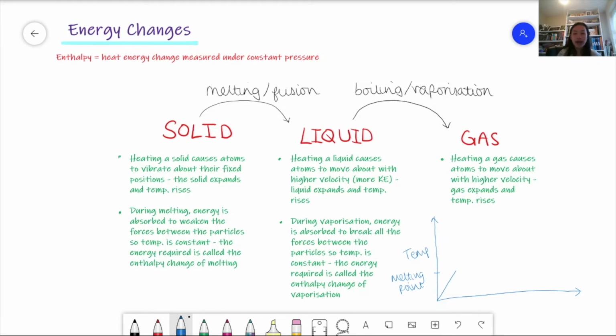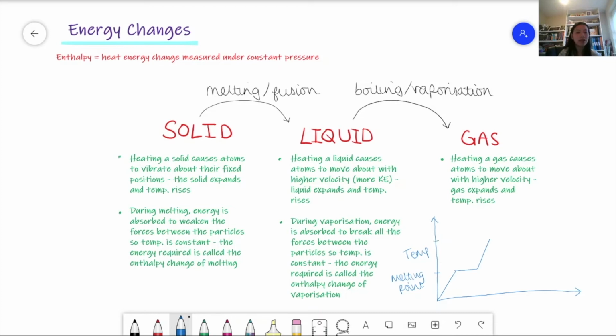And when it reaches its melting point, the energy is absorbed to weaken the forces. So then the temperature becomes constant, like this. And so now it's become a liquid. And then the temperature rises again. And this isn't necessarily the same gradient as this one, but this is just a generalized way of looking at a graph of melting and vaporizing.